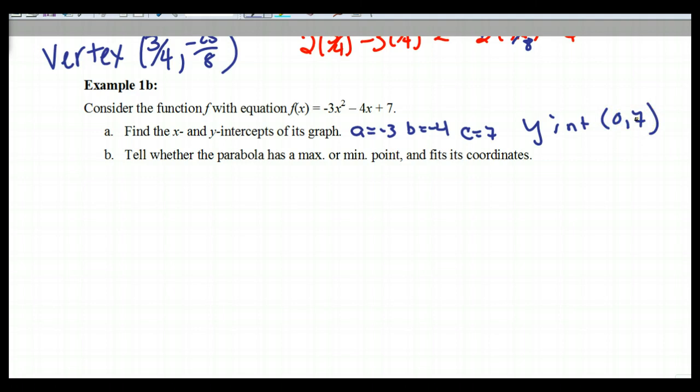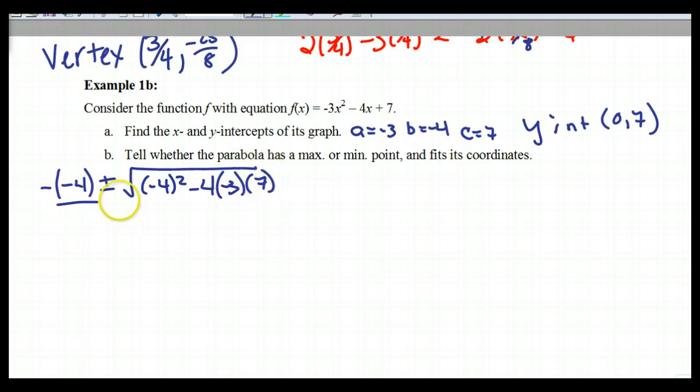Okay, so now we need to find the x-intercepts. So negative 4 plus or minus square root of -4. Yep, minus 4, -3, and 7, and then all over 2, negative. Okay, so this is what you should have for your formula.